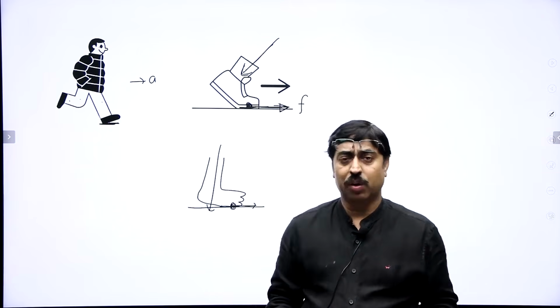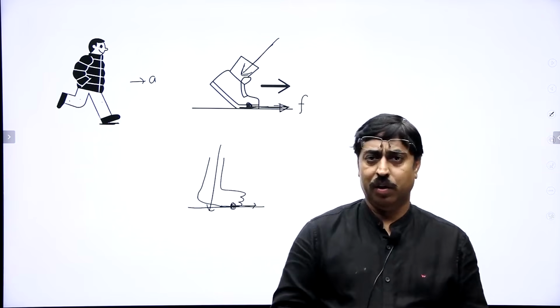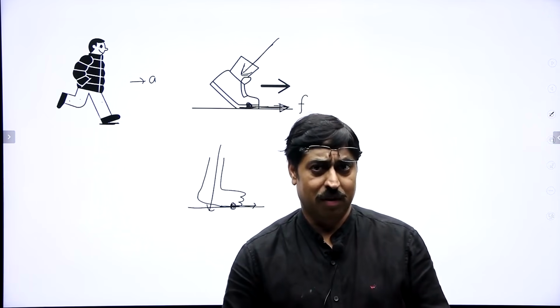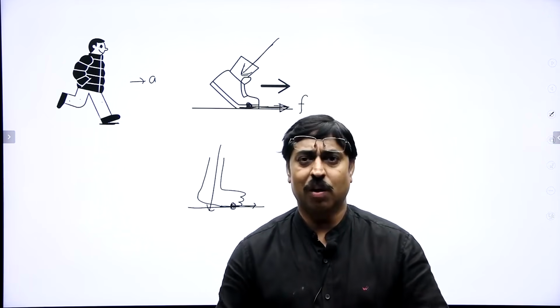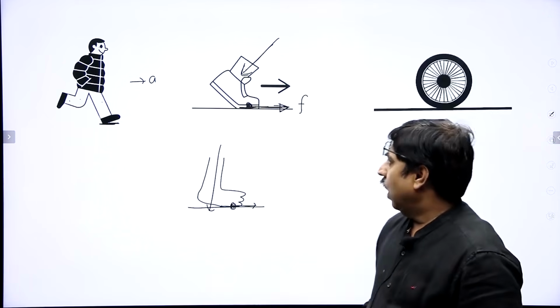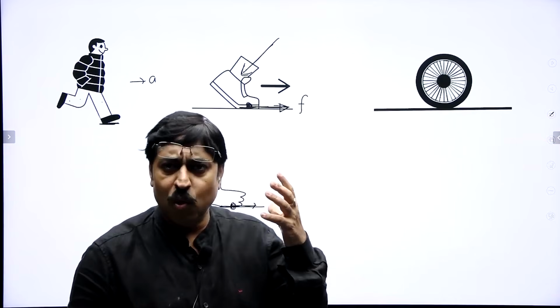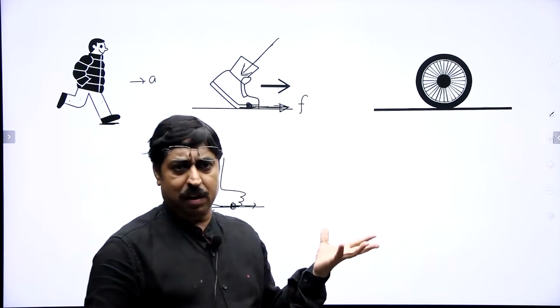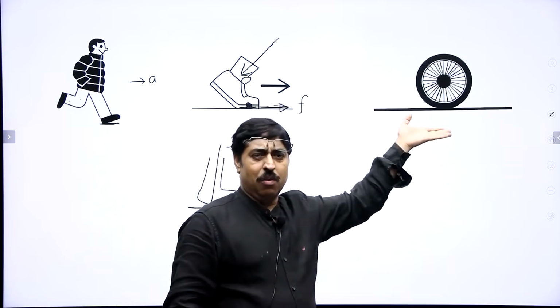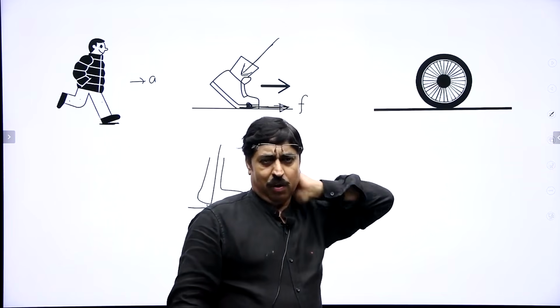So whenever you are walking on a slippery surface, make sure that you take small steps. If you take longer strides, you are going to fall. And the situation is very similar for a moving car or moving bike. This is the wheel resting on the ground. Suppose this is the wheel of a car or a bike.